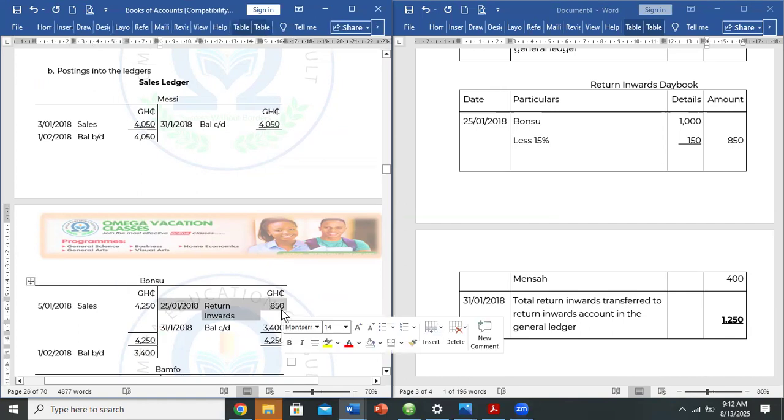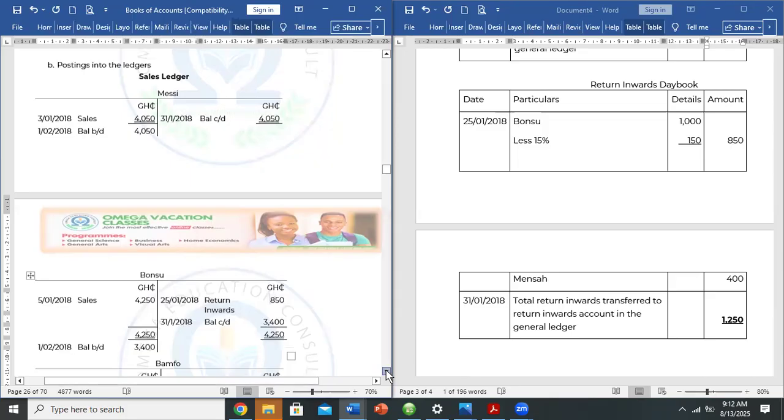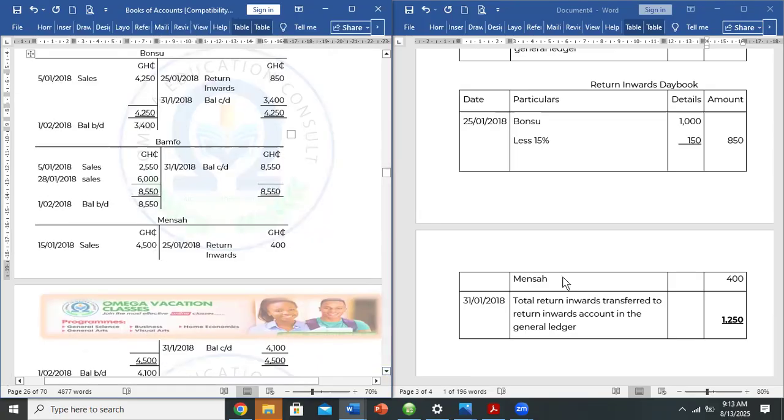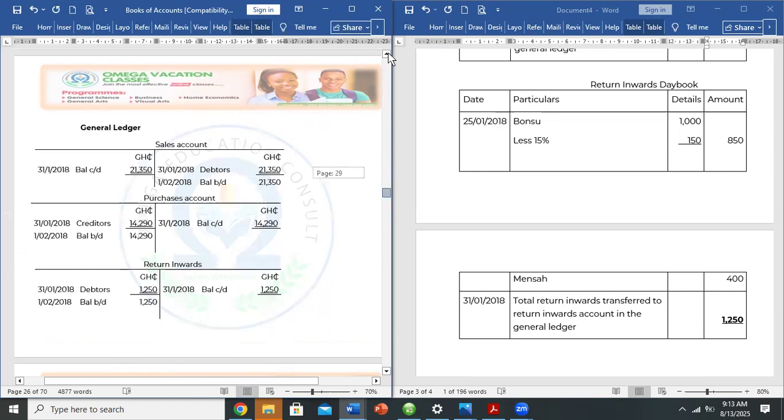Okay. Then the next person was Mensa. So we locate Mensa's account in the sales ledger. And we credit the return inwards of 400. And finally, the totals will go into the general ledger. We put it in the return inwards account, and we are going to debit that to return inwards. Because if it is return inwards, you debit return inwards.